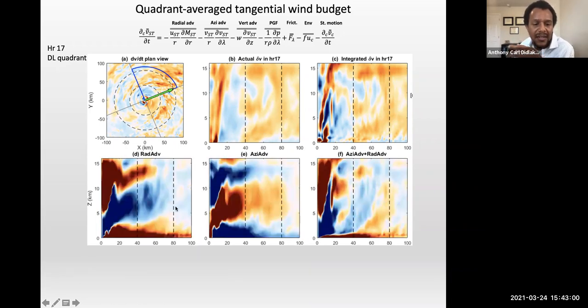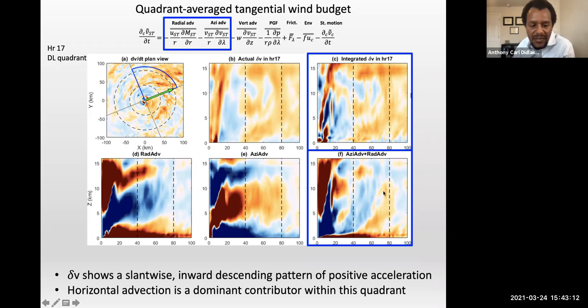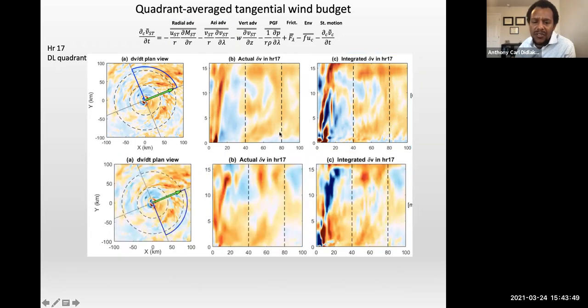And what we found, just focusing on a few terms here, the radial advection and the azimuthal advection and their sum, is that this horizontal advection is a dominant contributor to the total tangential wind acceleration in this quadrant. So here you have this positive region that looks very similar to this slanted positive region here. I didn't show the vertical advection, but it's clear that the vertical advection pattern is not widely contributing to this, and neither are any of the other terms here. So this horizontal advection is the dominant contributor to this low-level acceleration, which is what we want to focus on here in the axisymmetric contribution.